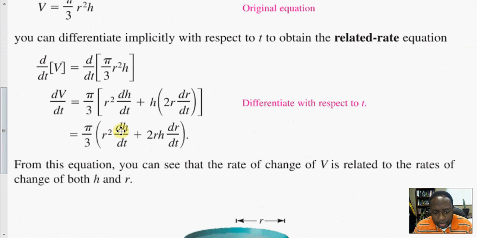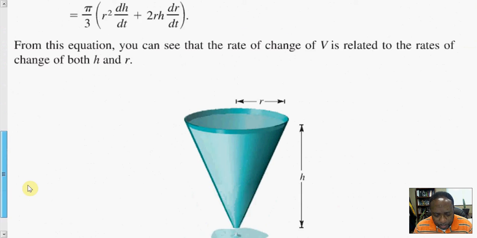If you're looking for the change in the height, you can solve for dh over dt with respect to all the other variables. If you're looking for the change in the radius, that is dr over dt, then you can isolate it with respect to all the other variables.